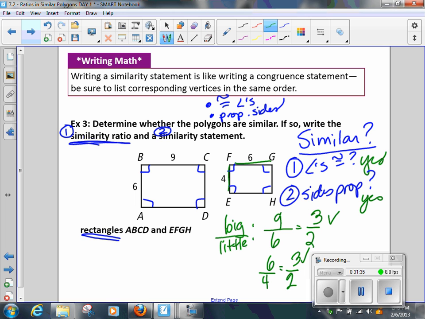But my sides are proportional, yes. Say it again, Kevin. Yes, sir. 9 over 6, which is equivalent to 3 over 2, and then 6 over 4, which is equivalent to 3 over 2. Same fractions. Okay?